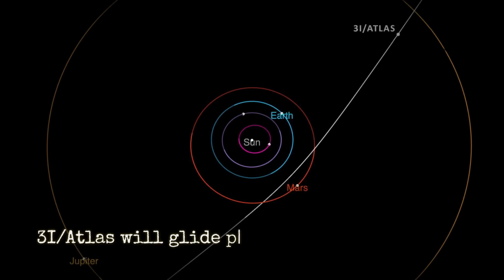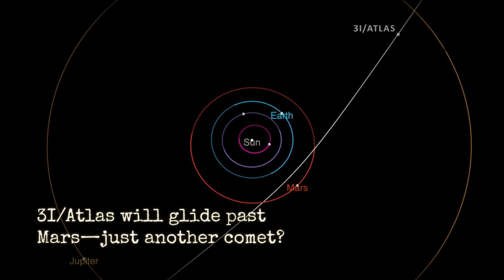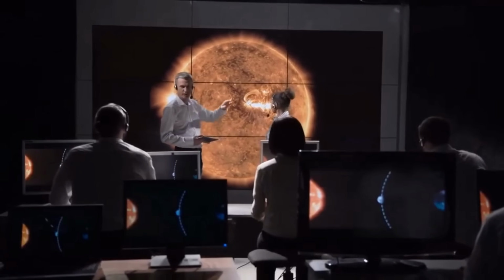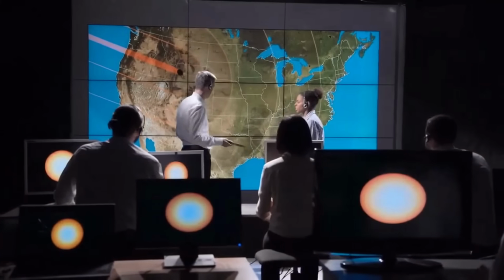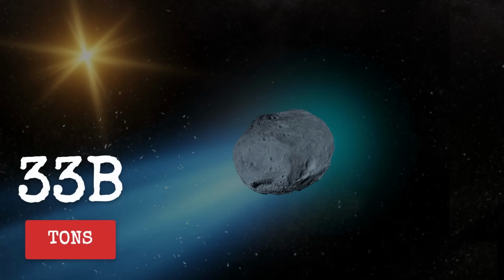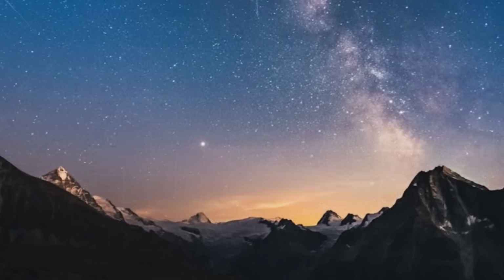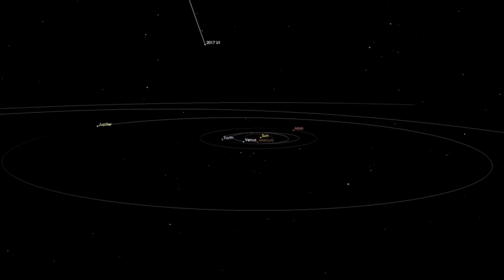In the quiet vacuum of space, 3I/Atlas will glide past Mars, just another comet, or so it seems. But Harvard scientists are alarmed. Despite raging jets of gas, its trajectory barely shivers, evidence that 3I/Atlas is staggeringly massive, weighing in at over 33 billion tons, with a nucleus the size of a mountain. That's orders of magnitude beyond anything seen from previous interstellar visitors.